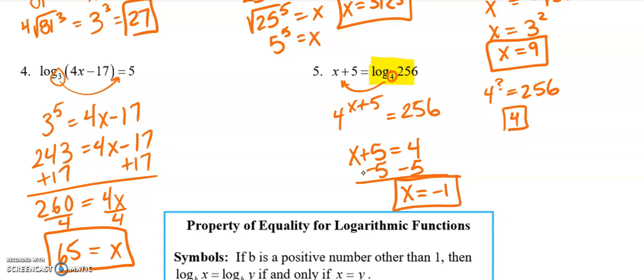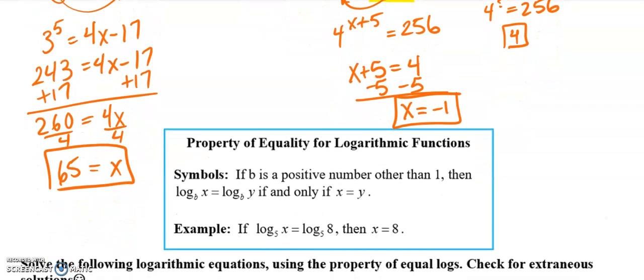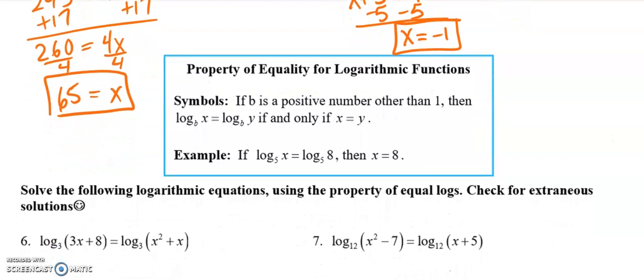So I know we're quick to rewrite it as an exponential, but sometimes that's not helpful because maybe you can simplify something first and then deal with solving the equation like we did in number 5. Okay? All right, next up, properties of equality for logarithmic functions.